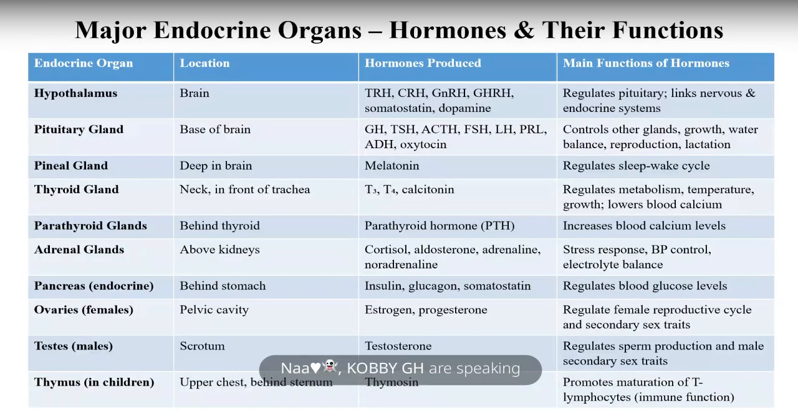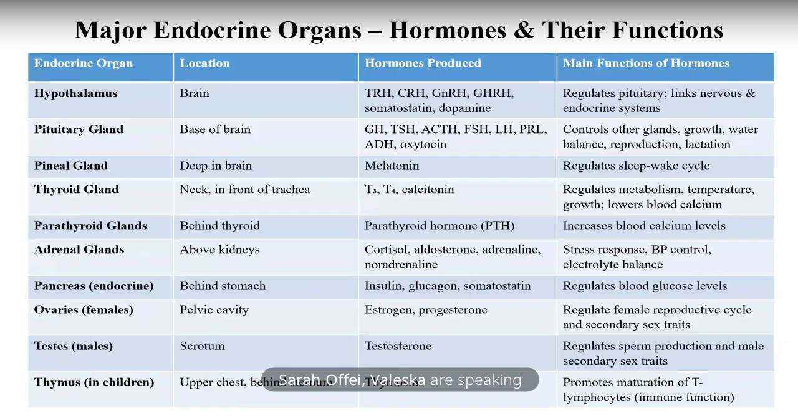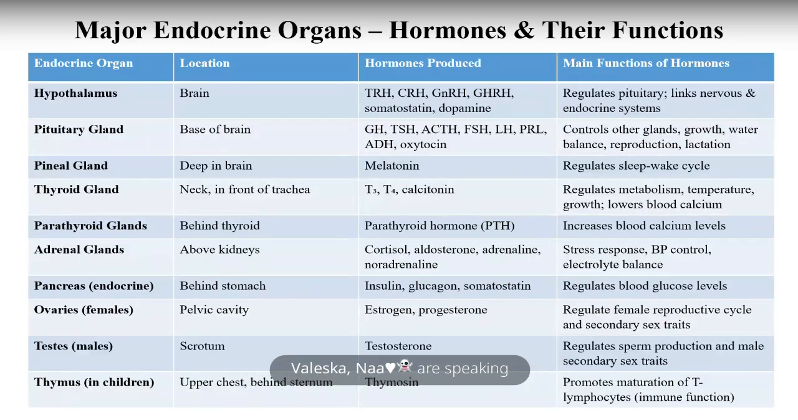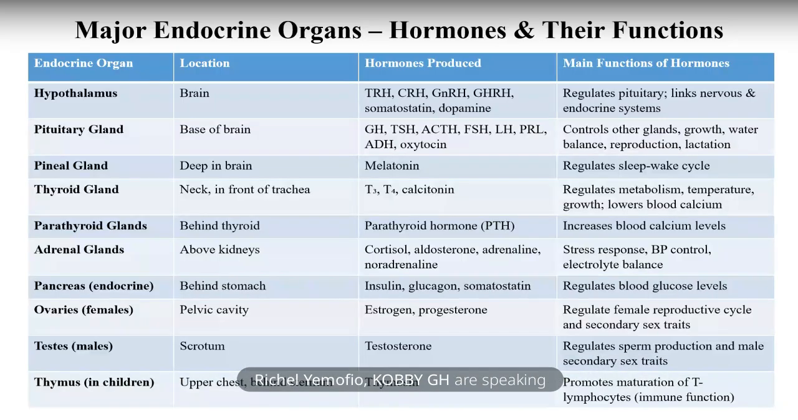The major endocrine organs: hypothalamus, pituitary gland, pineal gland, thyroid gland, parathyroid, adrenal gland, pancreas, ovaries, testis and thymus. Excellent. That is great. So these are the major endocrine organs.